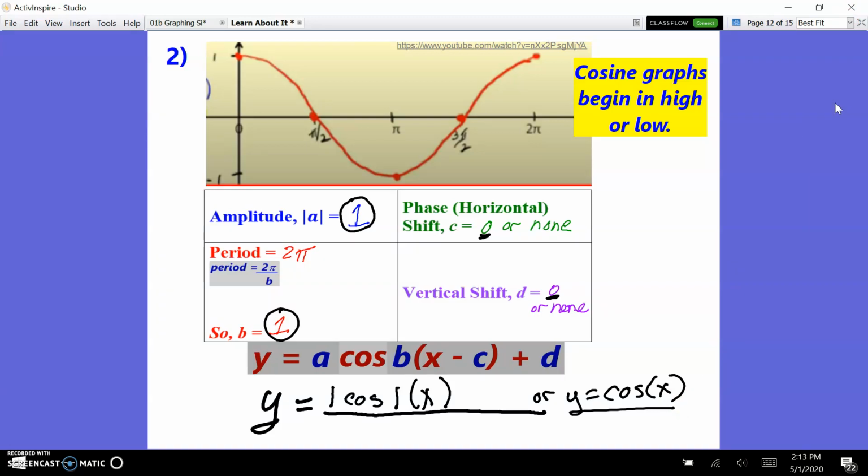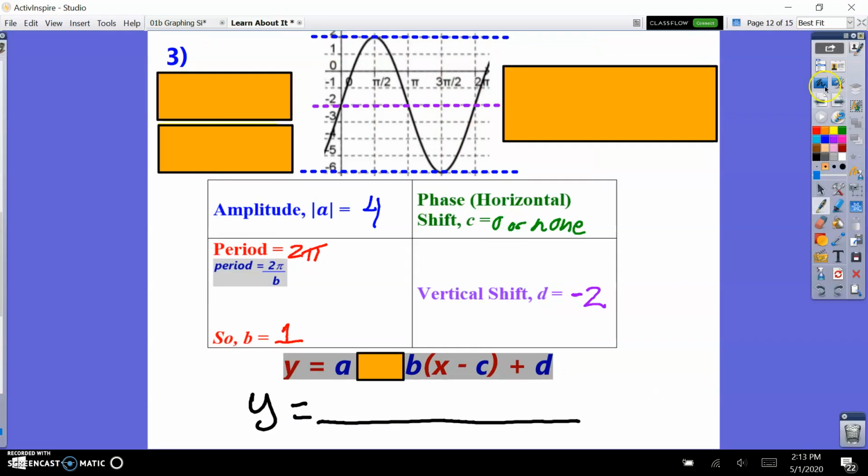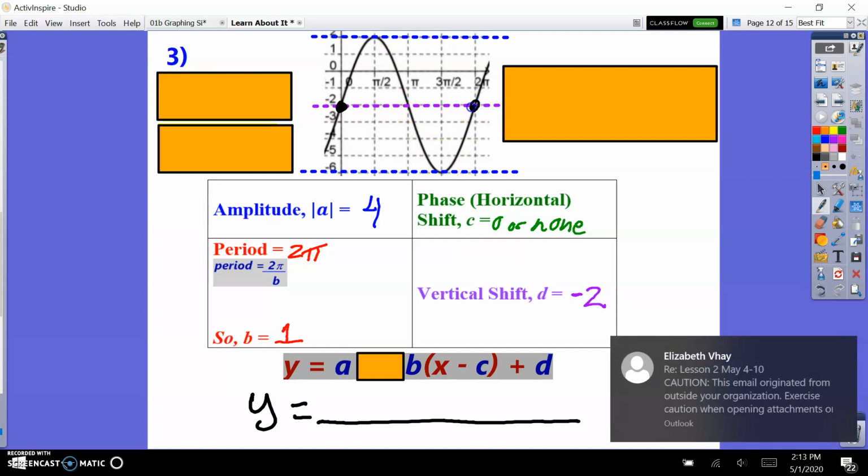Equation 3. All right, so equation 3, we've got a couple things going on here. This was a little bit different. First off, if we take a look at it, this function right here is starting in the middle. We are starting in the middle right here and going middle, high, middle, low, middle.